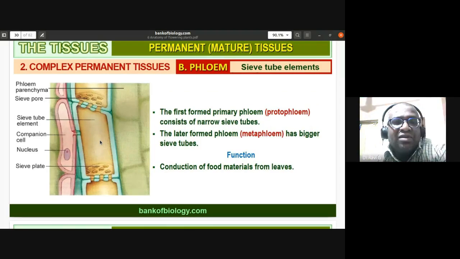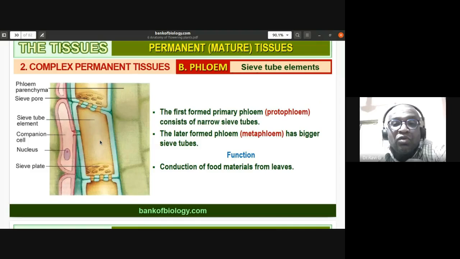Even here you have protophloem and metaphloem. The first formed primary phloem consists of narrow sieve tubes. So they are very narrow, and we call that protophloem. The later formed phloem elements have bigger sieve tubes, and we call it metaphloem.